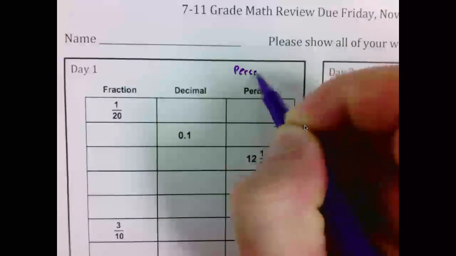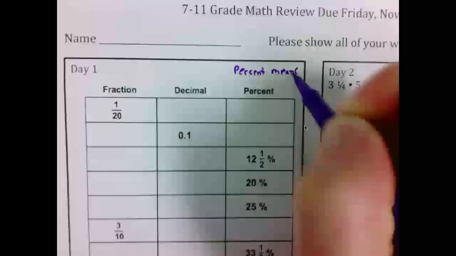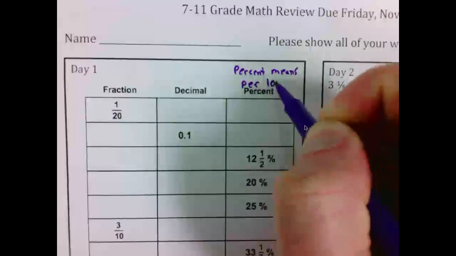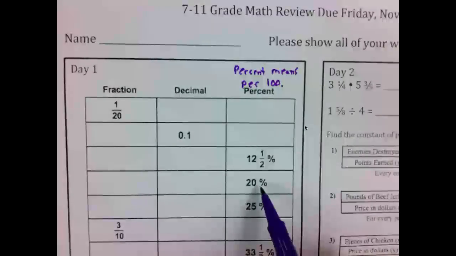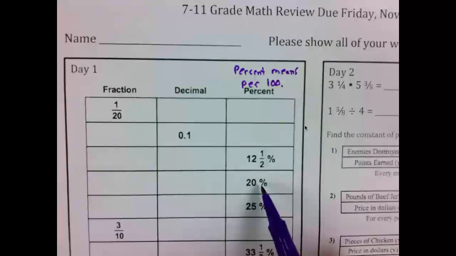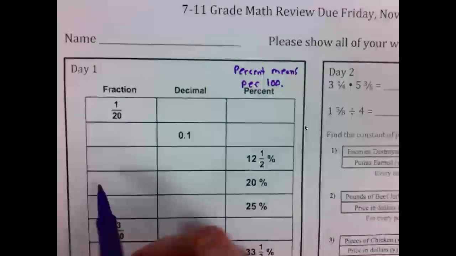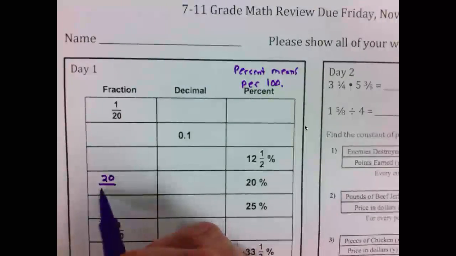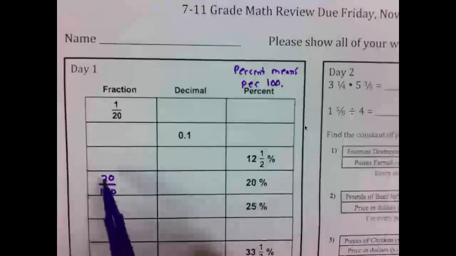Percent means per 100. It'll be very helpful for our conversions here. So let's say we have 20%. To make 20% into a fraction, we will simply recall that percent means per 100. So 20% is equivalent to 20 per 100. The divide bar in a fraction we can read as per. 20% is equal to 20 divided by 100.